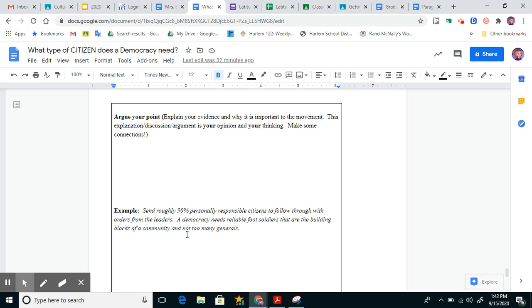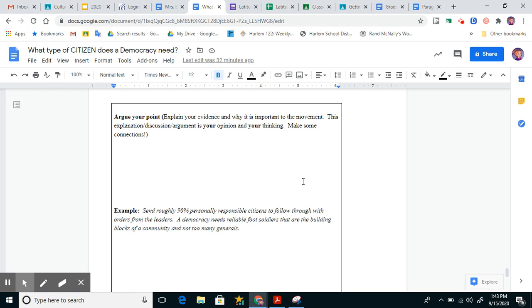Send roughly 90% personally responsible citizens to follow through with orders from the leaders. A democracy needs reliable foot soldiers that are the building blocks of a community and not too many generals. I hope this helps you understand what you're to do.